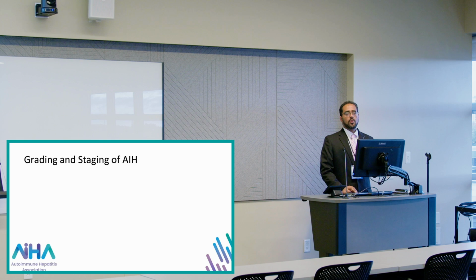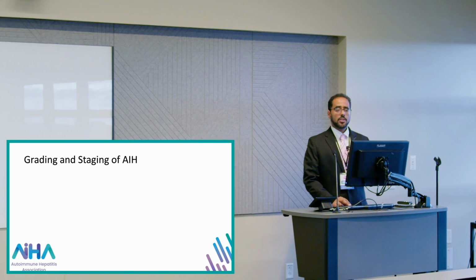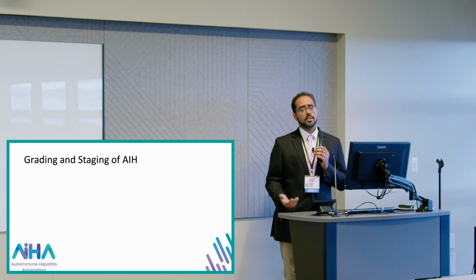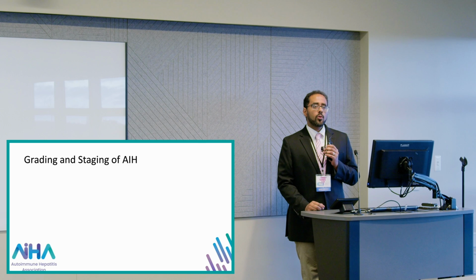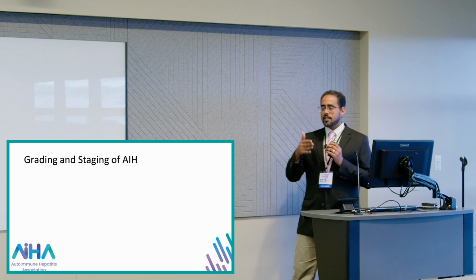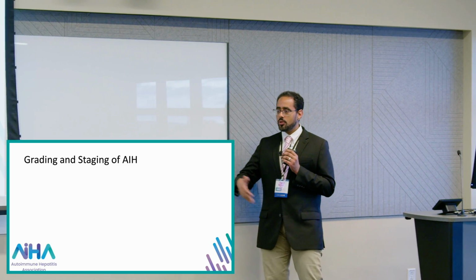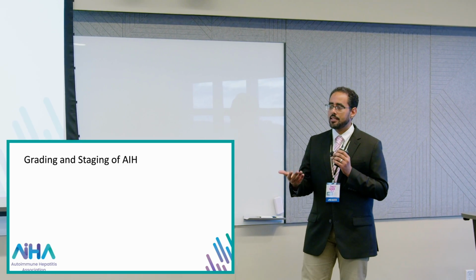The second step we do, after we say yes, this is autoimmune hepatitis, is trying to give the hepatologist a sense of how bad it is, which we call the grade, which is the severity, and then the stage, which is how chronic it is. So every time there is damage to the liver cells, some liver cells die, but the liver cells have the ability to regenerate and produce new liver cells that can replace the dead cells.